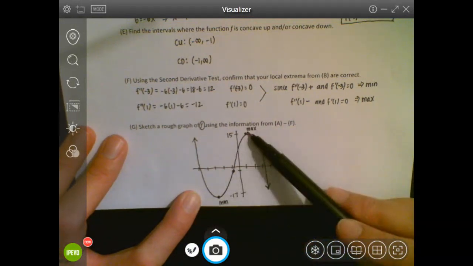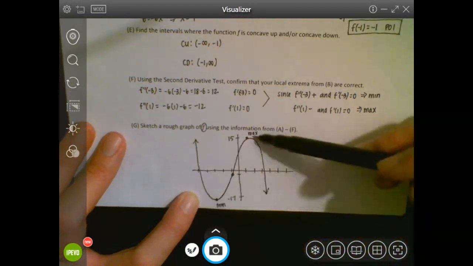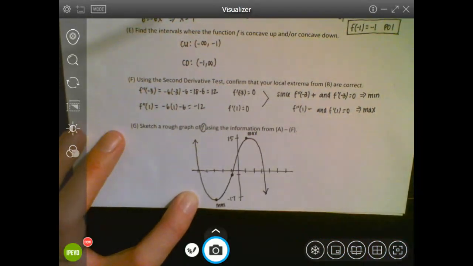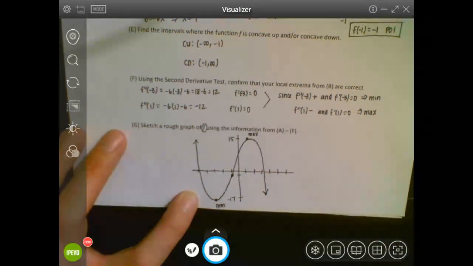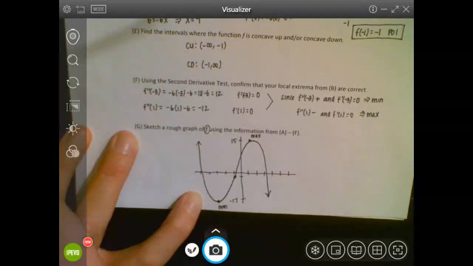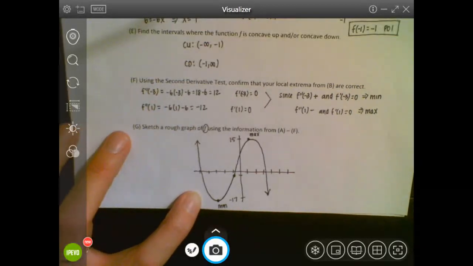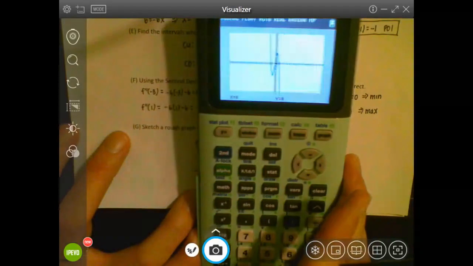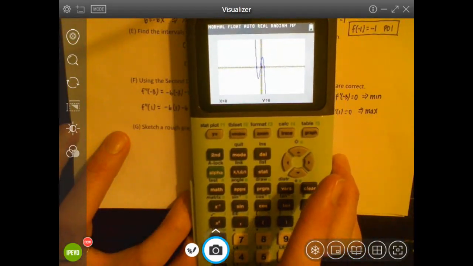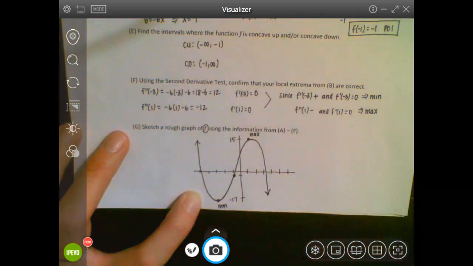Our graph is going upwards, and we know that we're decreasing everywhere else, so our graph would be going downwards. So even without knowing what this graph looks like on a calculator, we can get a good idea of what it might look like just knowing about our second derivative and our first derivative and the tests that come along with that. And then if you wanted to, you could go ahead and graph that on your graphing calculator to confirm that your sketch is pretty accurate, which we are relatively accurate here.